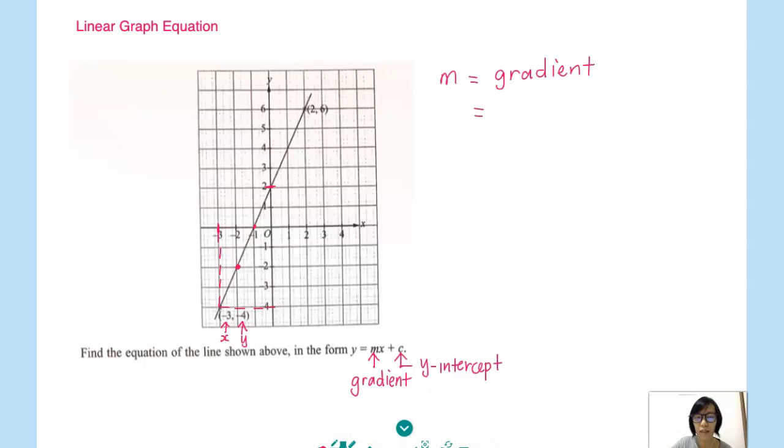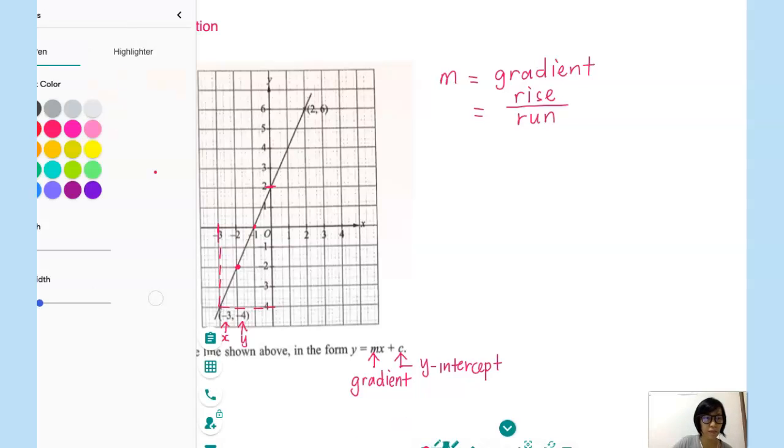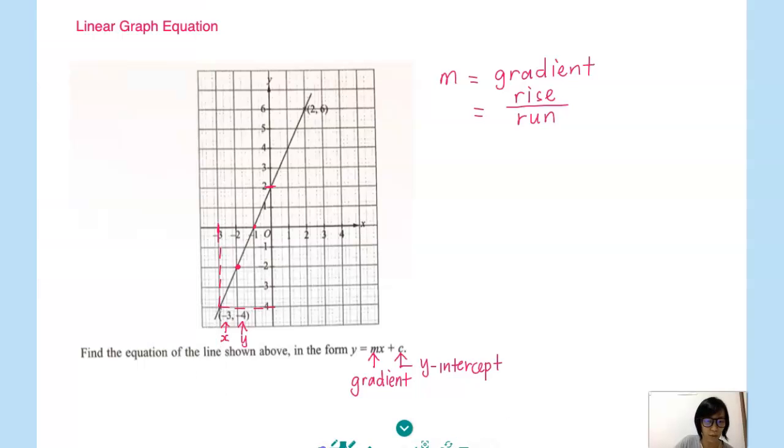Okay, so in lower secondary, if you have learned it, we call it the rise over run. Basically, rise refers to, for example, I'm going to make use of these two coordinates that are already given, -3, -4, and 2, 6. One of the things that students should learn to do is to draw a triangle. It will really help you to see the value of rise and run.